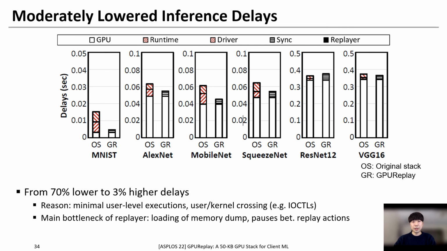We also measured the inference delays of 6 networks and achieved moderately lowered inference delays. The execution delays range from 68% lower to 3% higher than the original execution. The main reason for the better performance is that the replayer minimized the user-level execution and also user and kernel crossing. The replayer's overhead comes from loading the memory dump and pauses between replay actions.